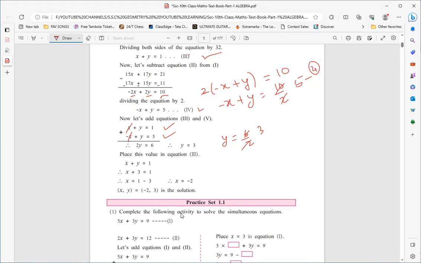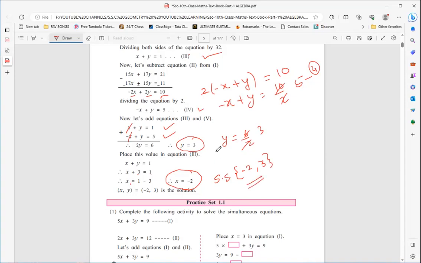Now put this value of y in equation number 3. In equation number 3, x plus y equal to 1. So x plus 3 equal to 1. x equal to 1 minus 3, which is minus 2. So x is equal to minus 2. So this is one answer and this is the other answer of the two equations. The solution set, normally you write like this. Solution set is: first you write x as minus 2 and then you have y as 3. This is the solution to that.